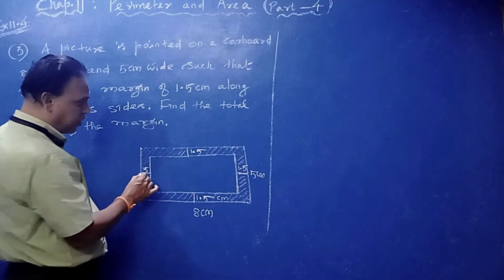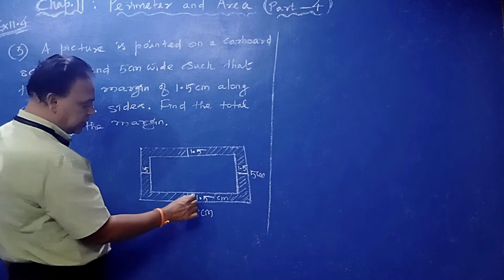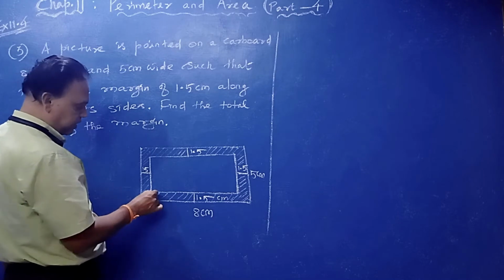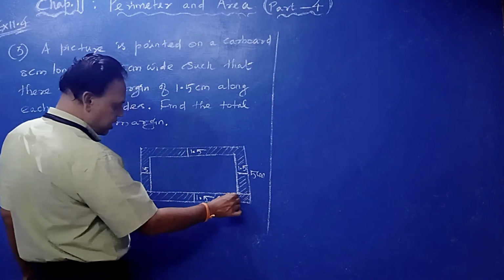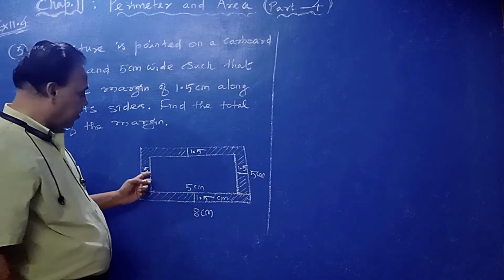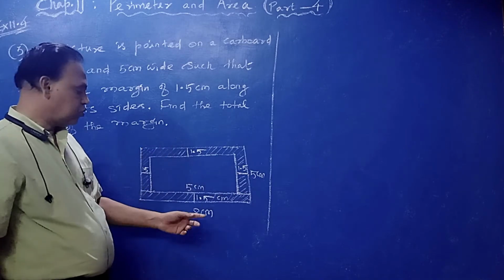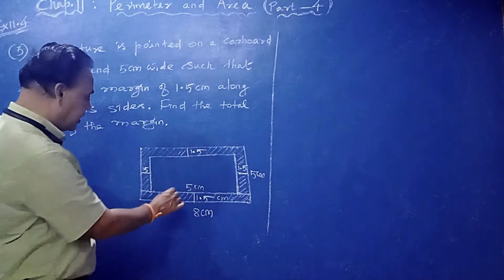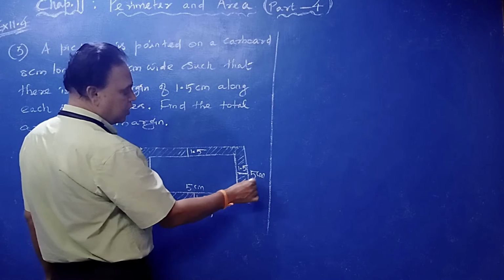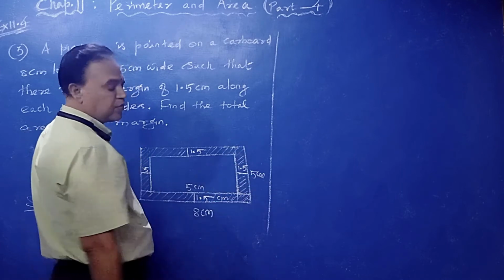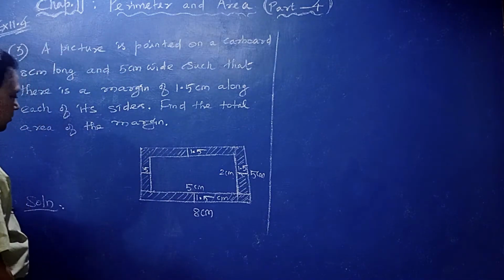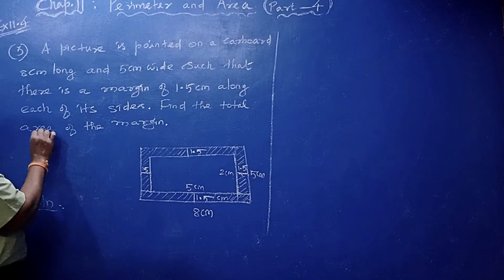You see this side 1.5, this side 1.5, means total 3. You subtract 3 cm from 8, so you get this length, that is 5 cm. The diagram itself helps you find it, it is easy. Now for this side, 5 minus 1.5 and 1.5, that is 3 cm subtracted from 5, means 2 cm. Therefore, you can straight away find the total area of the margin.